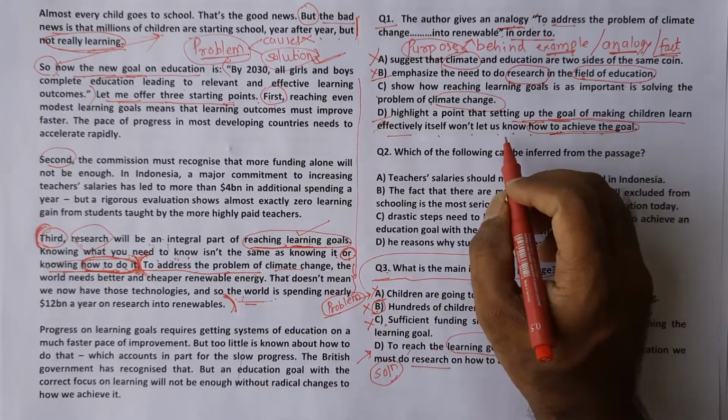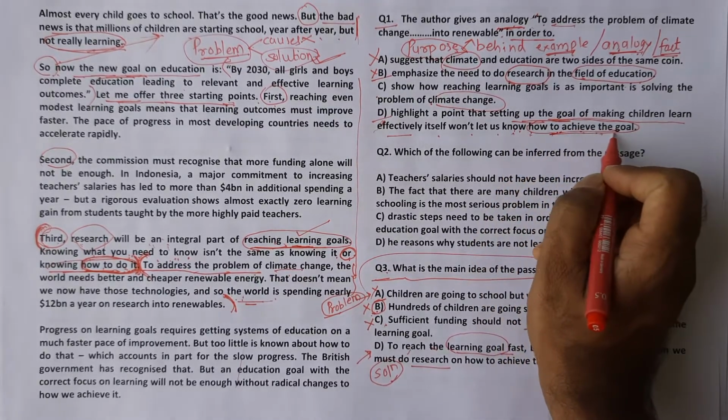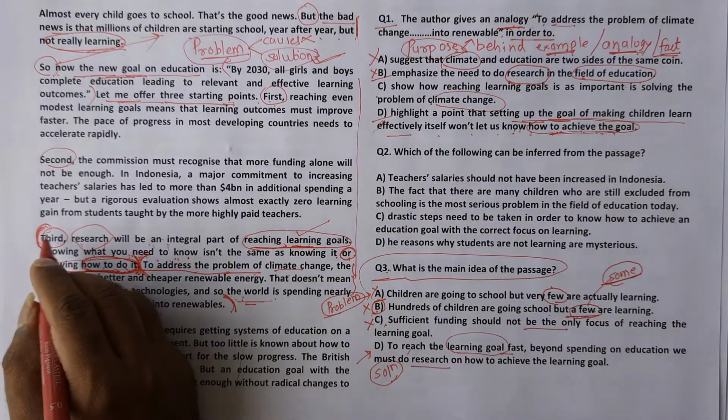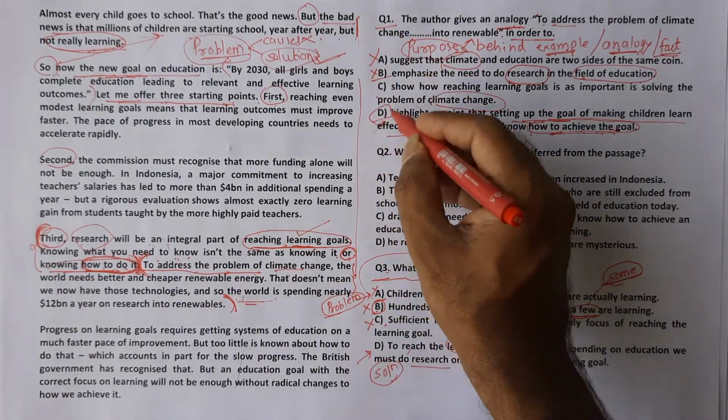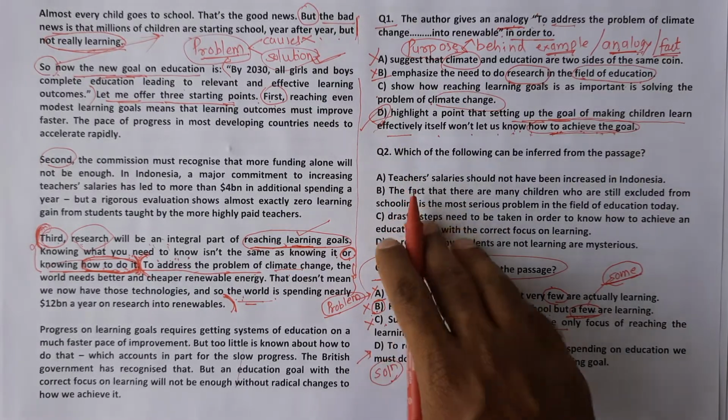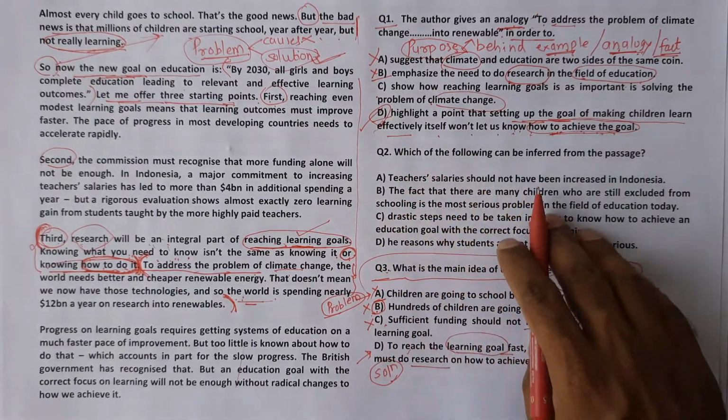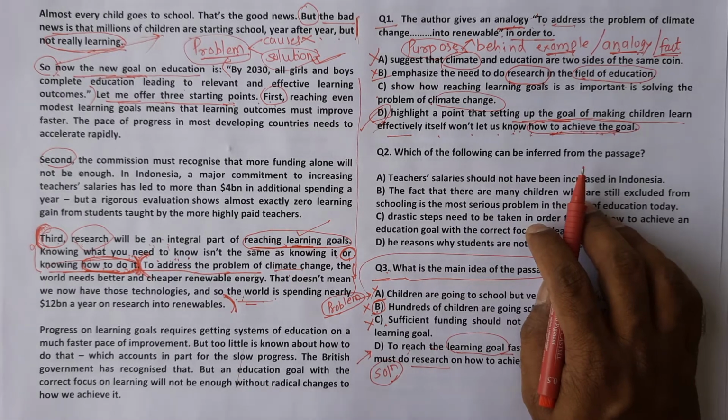How to achieve this goal? We will not know how to achieve the goal by simply setting up the goal. That is what is discussed here. So therefore the answer of question number 1 is last option D. Now let us quickly look at question number 2. Which of the following can be inferred from the passage?